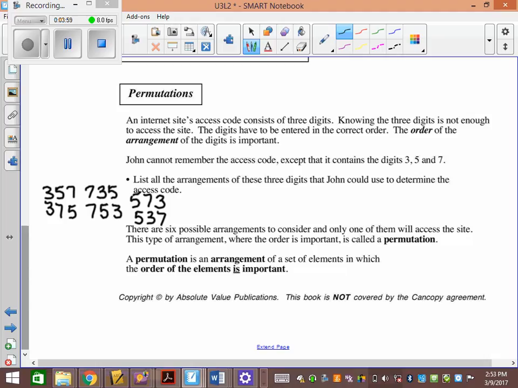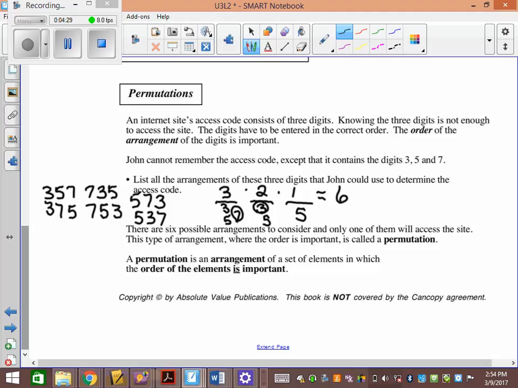So what's the way we could prove that? How many options does he have for the first one? 3, 5, 7. So 3. Then one of them has to stay there, right? So let's say we keep the 7. Then 3, 5. So 2. One of them has to stay there. So let's pretend we keep the 3. We'd have 5. So it's 6. There are 6 possible arrangements to consider, and only one of them will access the site.